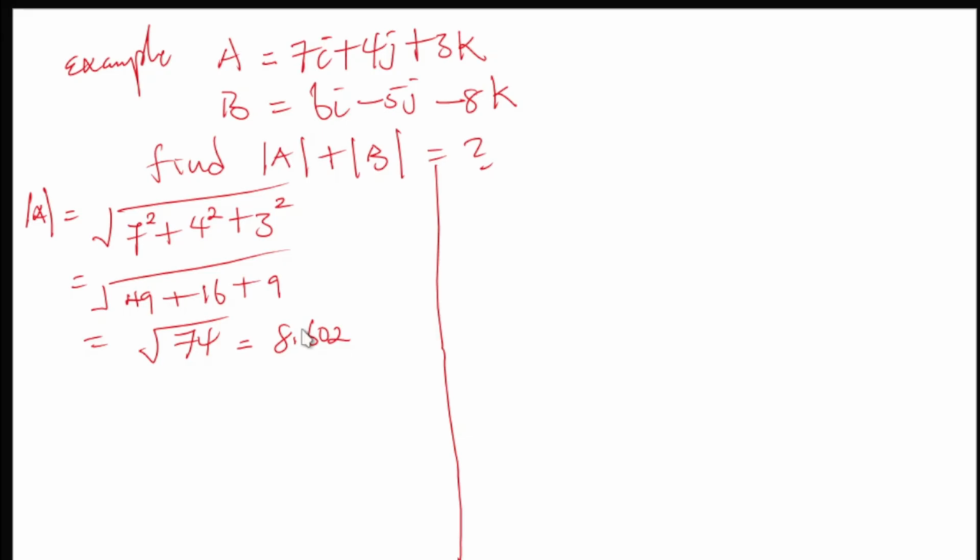Now, if you have 8.602, always leave your value to 3 dp, I mean 3 decimal places. 1, 2, and 3.